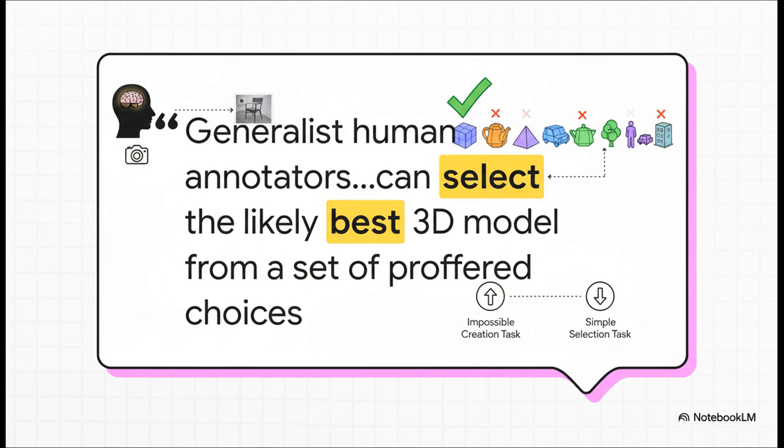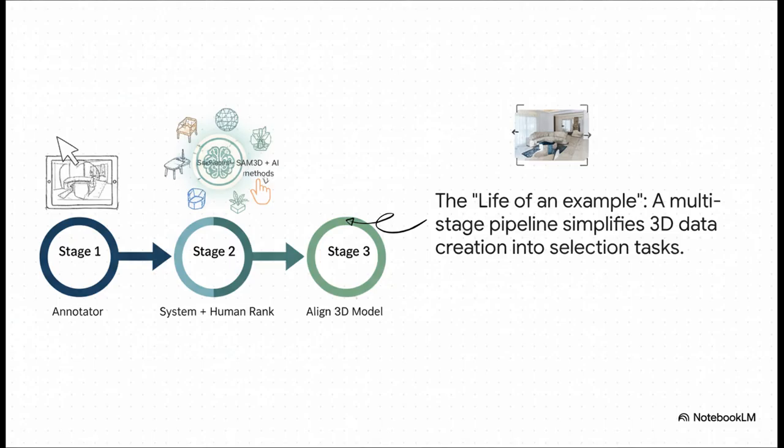Like we said, you can't ask a random person to create a 3D model from scratch. That's impossible. But, and this is the key, you can ask that same person to look at, say, 8 different 3D models and just pick the one that looks the most like the object in the photo. Humans are great at that. It turns an impossible creation task into a super easy selection task.